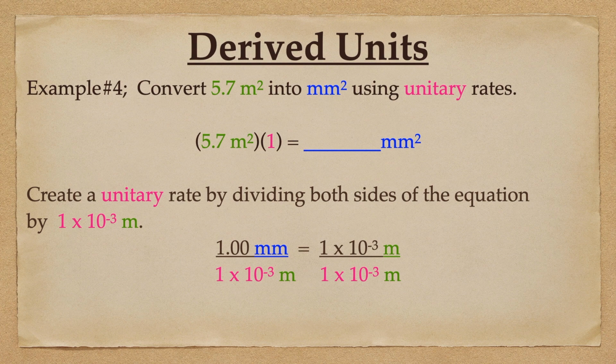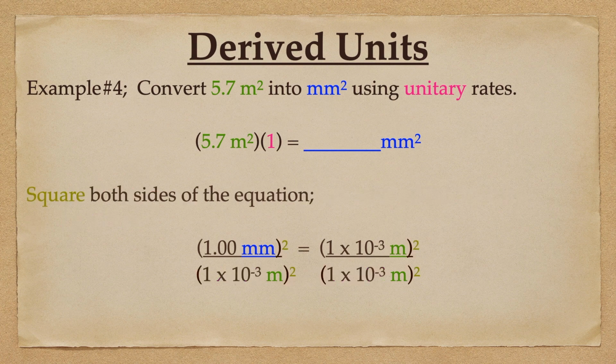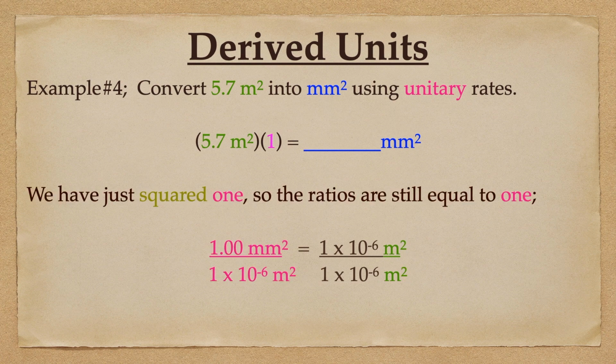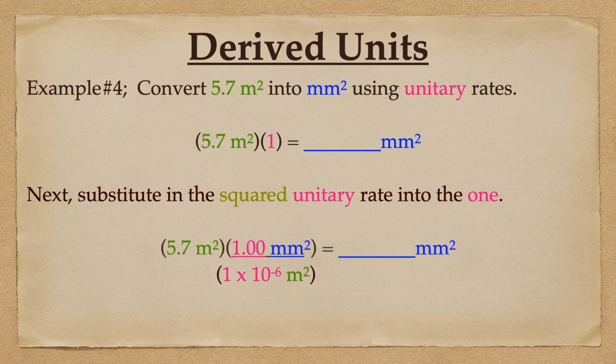Now square both sides of the equation. 1 millimeter simply becomes 1 millimeter squared. However, the 1 times 10 to the minus 3 meters becomes 1 times 10 to the minus 6 square meters. The unitary rate then is now 1 square millimeter on the top, 1 times 10 to the minus 6 square meters on the bottom. Multiply by this 1.